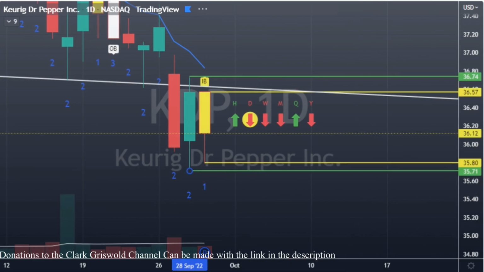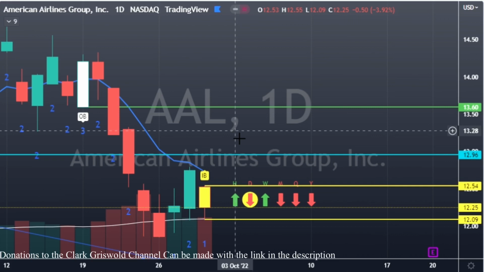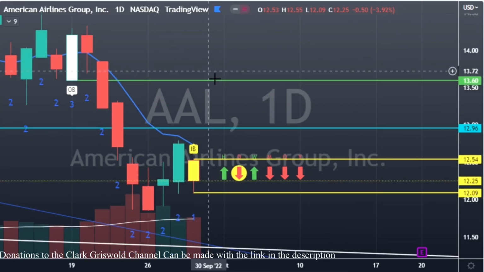Okay, American Airlines, AAL, inside bar, ugly hammer candle, calls at 12.54, puts at 12.09.